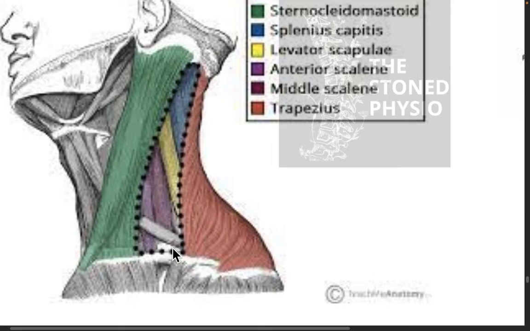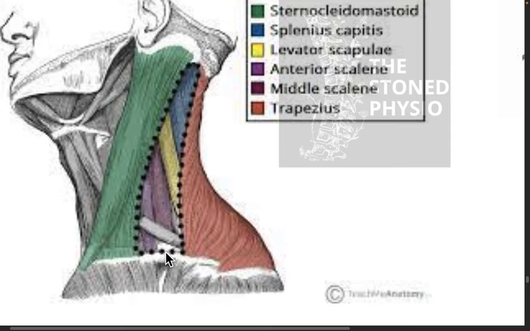Posteriorly, the posterior part is formed by the anterior border of the trapezius. We have the anterior border of the trapezius, which makes the posterior border of the posterior triangle. The anterior border is the posterior border of the SCM, and the inferior border is the upper border of the middle one-third of the clavicle.